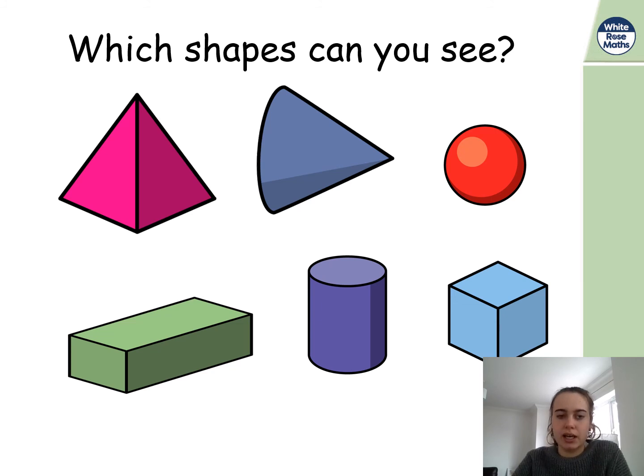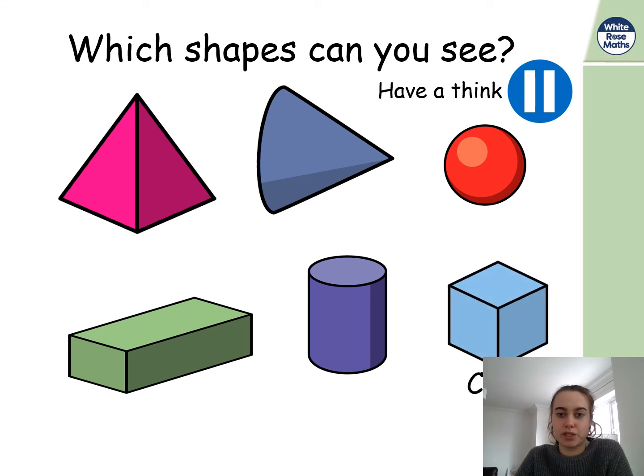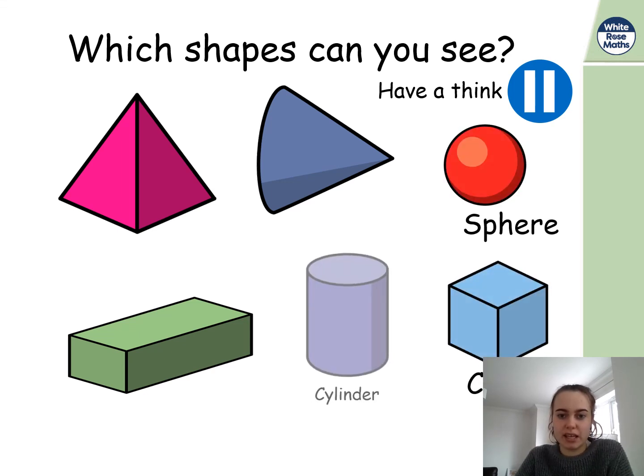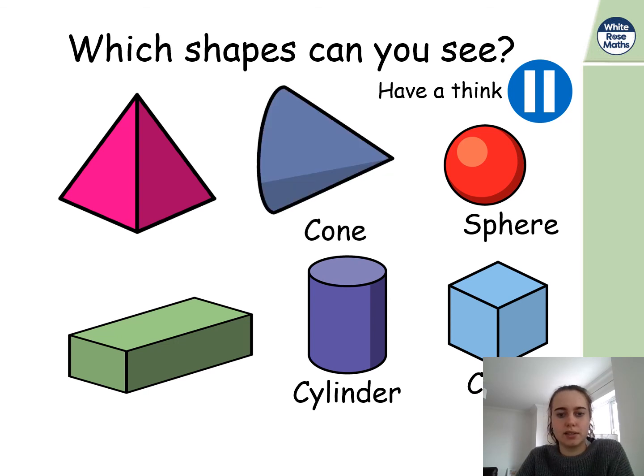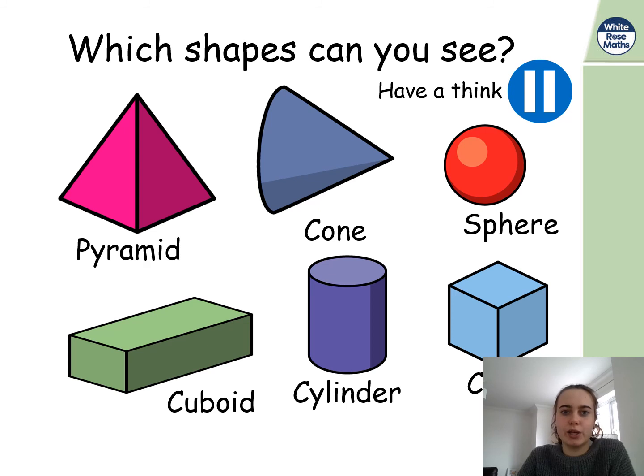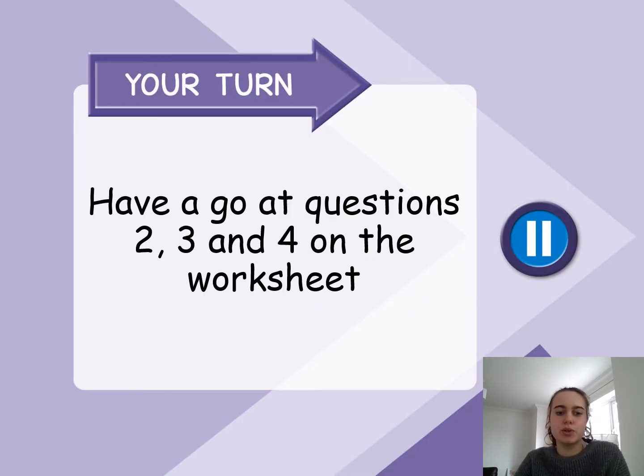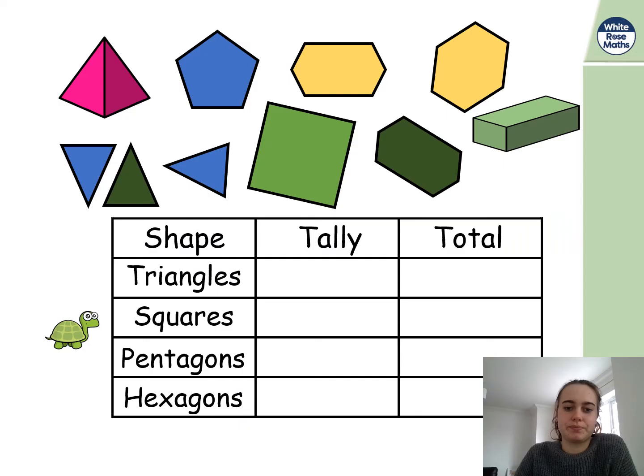What shapes can you see here? Pause the video, have a think. Can you name any of those shapes? So we've got a cube, a sphere, a cylinder, a cone, a pyramid, and a cuboid. Well done if you managed to get those at home. So it's your go now to have a go at questions 2, 3 and 4 on the worksheet. Don't worry, we're almost there if you want to stay here and do the worksheet at the end.